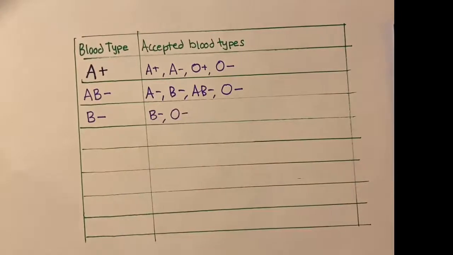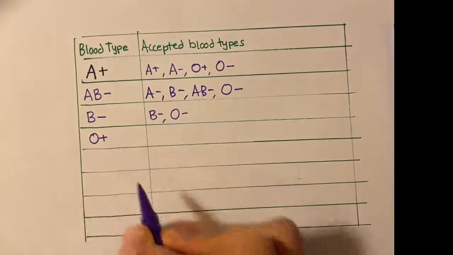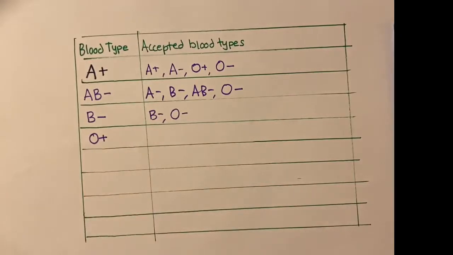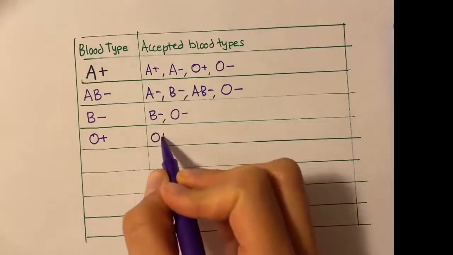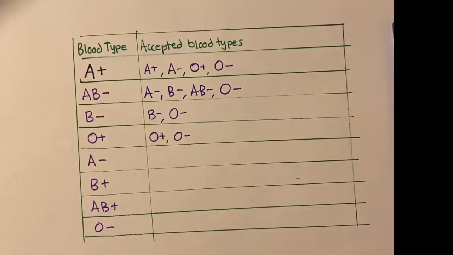If you have blood type O positive, you have the antigen for Rh blood, but you do not have the antigens for A blood or B blood. Your body will attack any blood that has the antigens A or B on it. So you can only accept blood that is O positive or O negative. Try filling out this table using these same principles by pressing pause now.